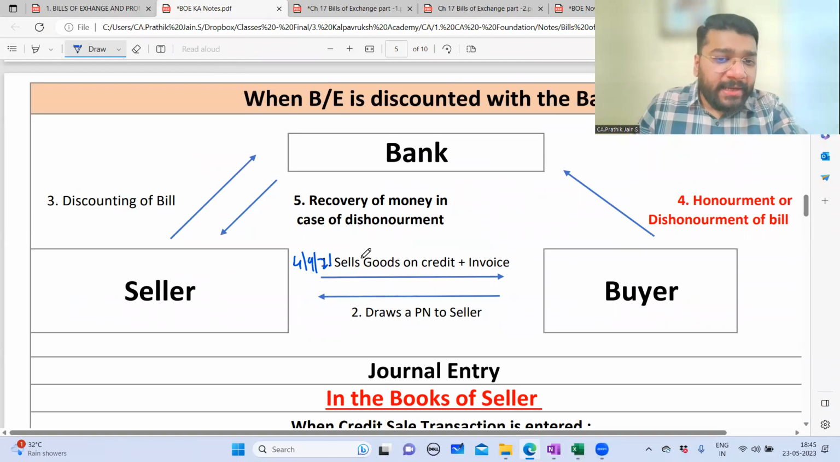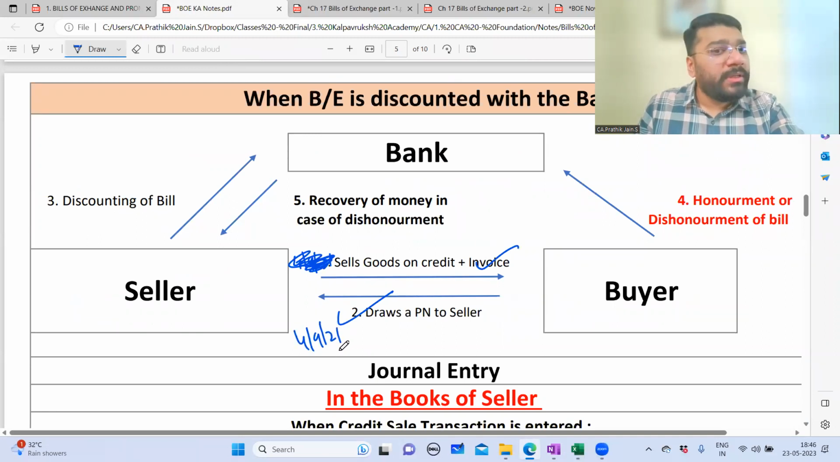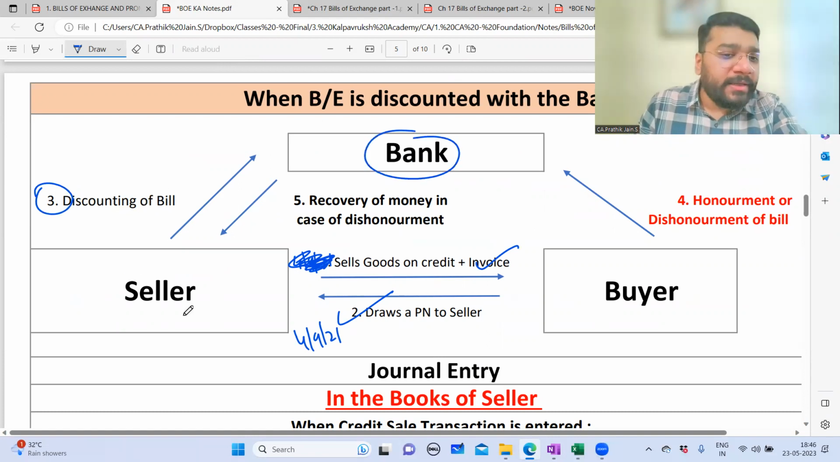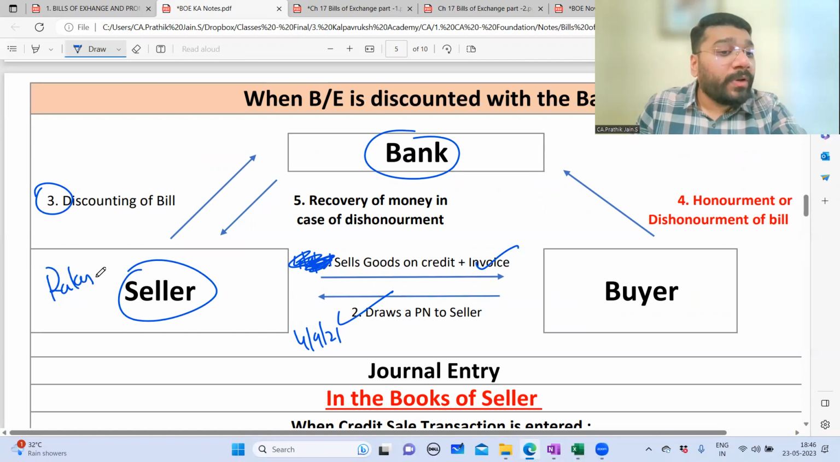So guys, sale is happening on a different date. First entry recorded, not required, though I recorded. Then there is a bill of exchange executed, which is on 4th September 2021. The third transaction is what? The seller is giving this bill to the bank for the purpose of discounting of bill. So this is a transaction happening between the banker and seller. Who is the seller here? Rakesh. And the buyer is Bhavesh.